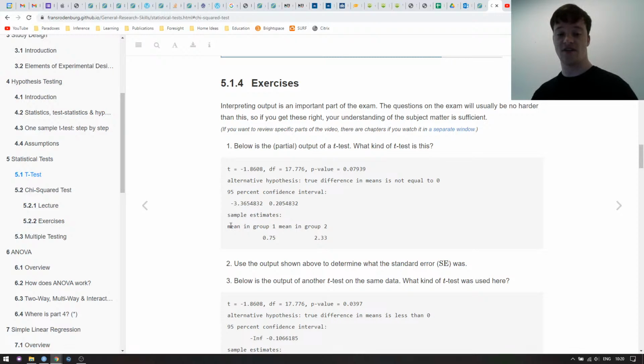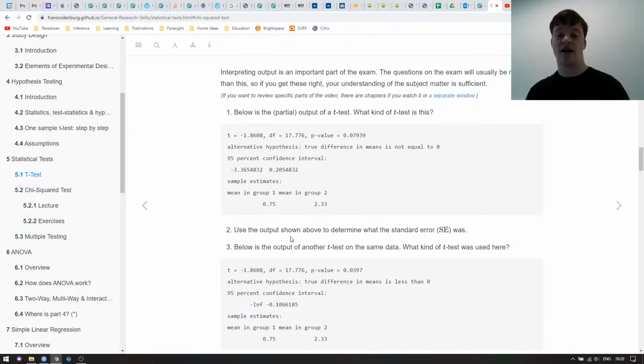Now, we also see that there's two groups. So that means this is a two-sample t-test. And we see a 95% confidence interval where two bounds are estimated. Neither is infinite. So that means that this was a two-sided, two-sample, unequal variance t-test. Yeah, or in other words, the default Welch t-test.